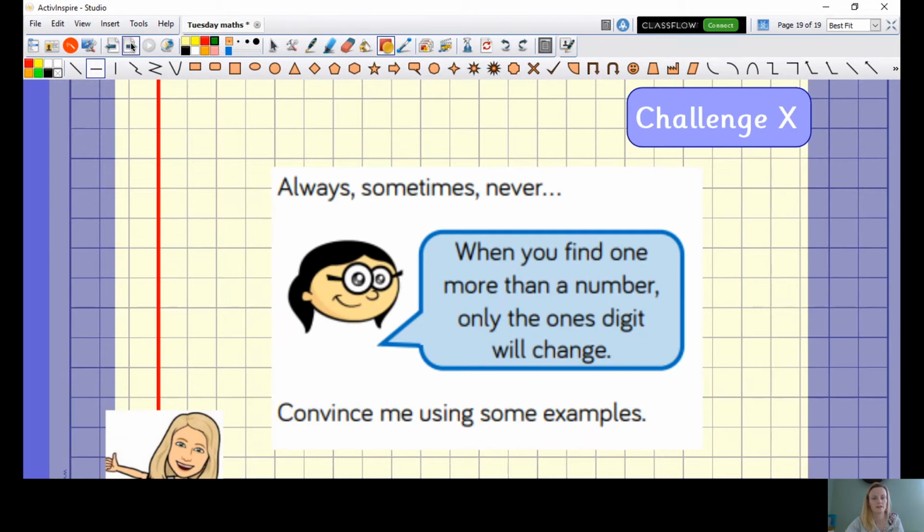Okay, and then finally, for your challenge X, I want you to tell me always, sometimes, or never. When you find one more than a number, only the ones digit will change. Okay, have a think, is that right? Okay, I showed you some examples where it was sometimes correct, but is it always correct? And when might it not be always correct? Have a think about the numbers 39, 40.